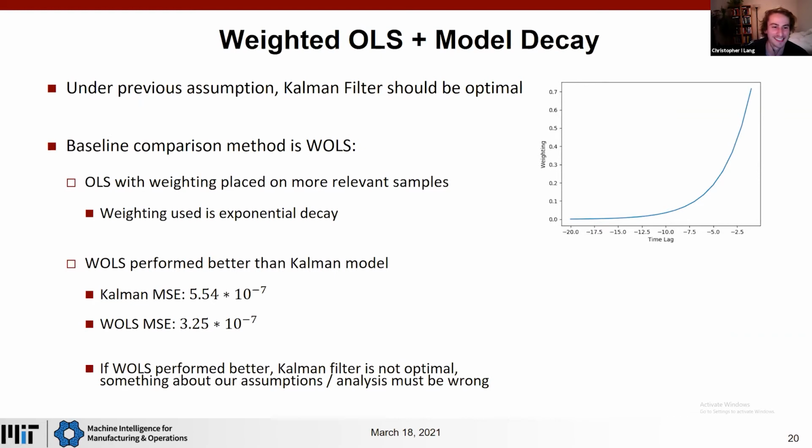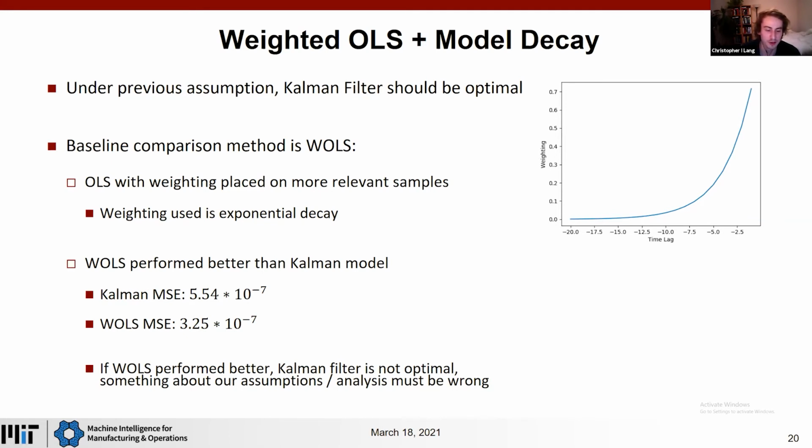However, I realized that this was not the case. Given that assumption, I assumed that the Kalman filter should have been optimal with that formulation. But I ended up testing it against weighted OLS, which is just normal OLS, except we weight more recent points in time more than points very far in the past because they're more relevant, just using an exponential decay for this. And when I tested it on data that I synthesized from the system, it actually outperformed the Kalman filter, which was a little bit surprising. And I ended up scratching my head for a little bit.